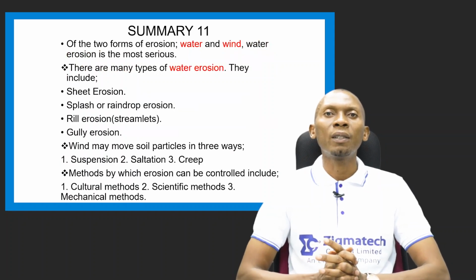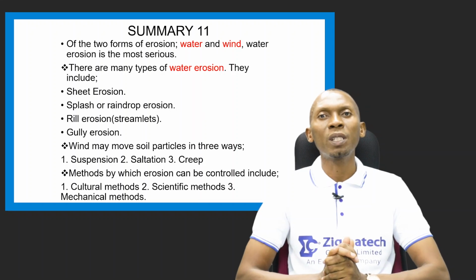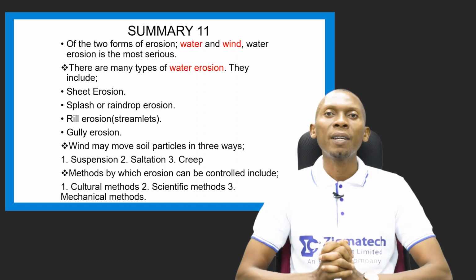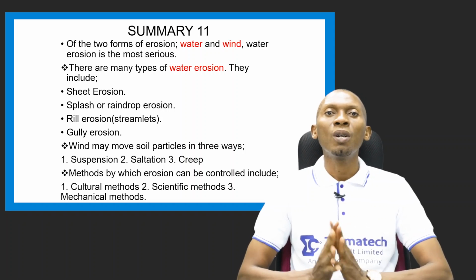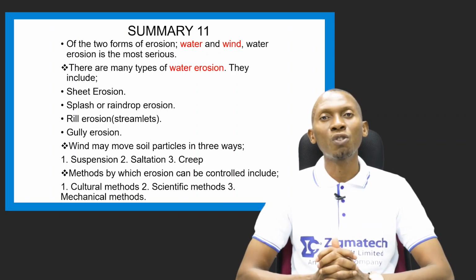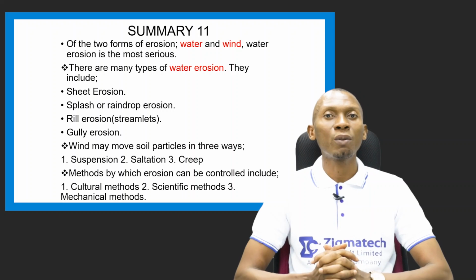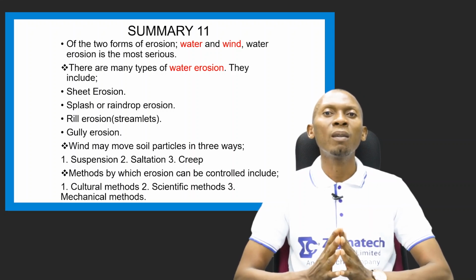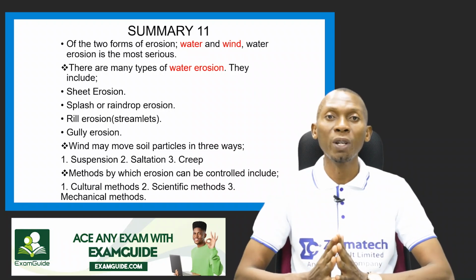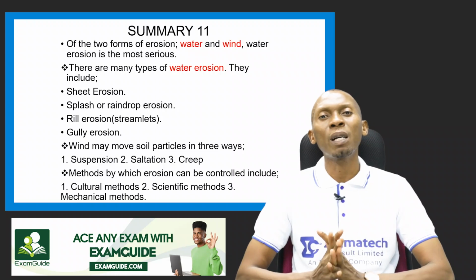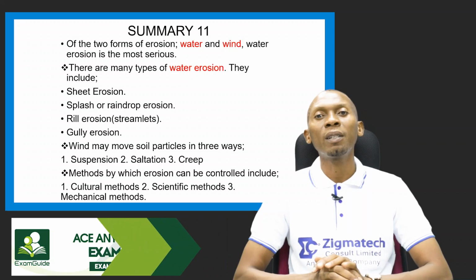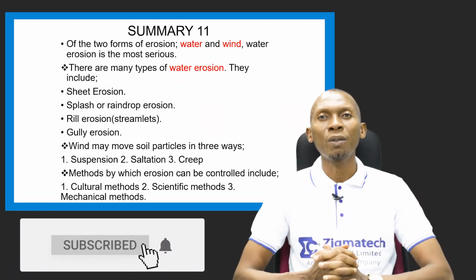We looked at two forms of erosion, which has to do with water and wind. And we said water is the most serious. And here they have different types of water erosion. We have the sheet erosion, the splash or raindrop erosion, the rill erosion of streamlets. We also have the gully erosion. And we looked at the way wind moves soil particles, which include suspension, saltation, and soil creep. Then we also looked at the methods by which we can prevent and control erosion, which can be done using the cultural method, the scientific method, and the mechanical method.